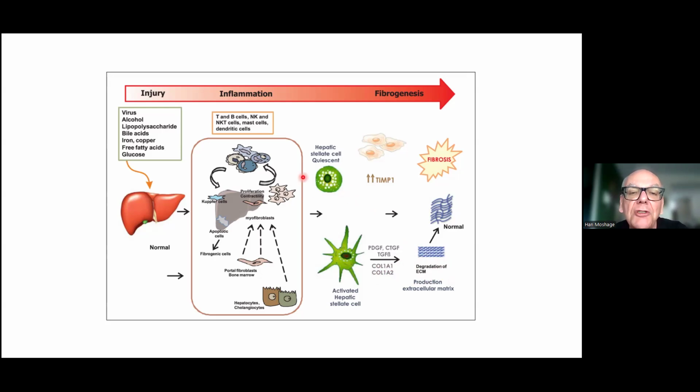Also, the Kupffer cells become activated. They release enzymes that inhibit the breakdown of extracellular matrix, amplifying the deposition of extracellular matrix within the liver, leading to liver damage. And then we speak of fibrosis.